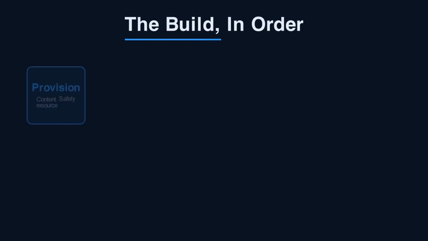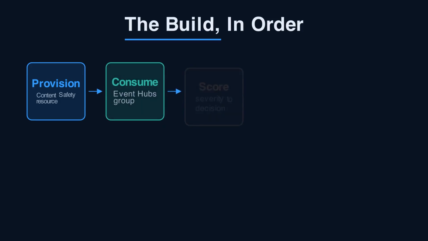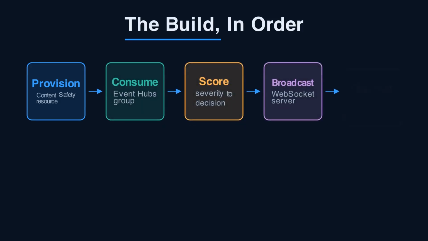Build it in 5 steps. First, provision a Content Safety resource and grab the endpoint. Second, stand up the Event Hubs consumer with a consumer group. Third, score each message and map severity to a decision. Fourth, run a WebSocket server that broadcasts flagged items. Fifth, connect the dashboard client. Do them in this order so each layer is testable before the next.